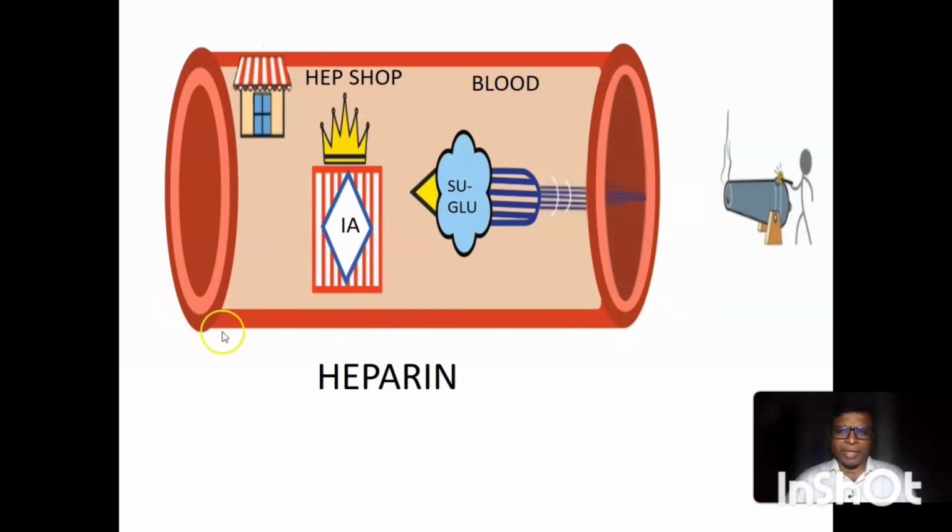Let's assume this is Heparin Street. Now, Queen Iduronic acid was staying in a palace. She was staying alone. She was bored and one day she sneaked out of the palace to buy some new clothes in the Hep shop in the Heparin Street. Hep shop reminds us of heparin.